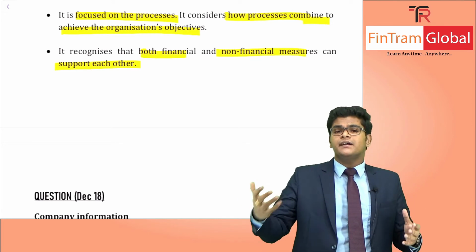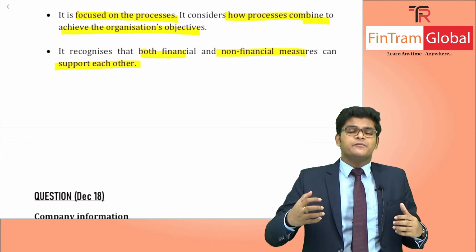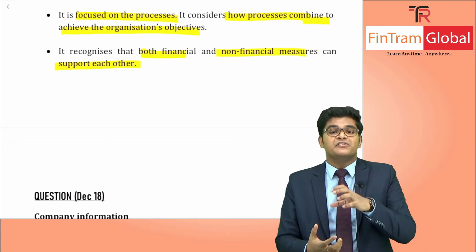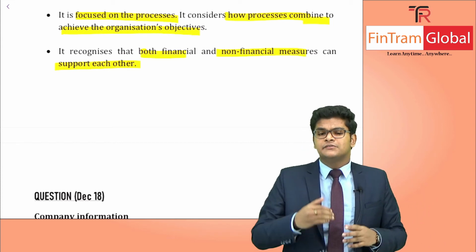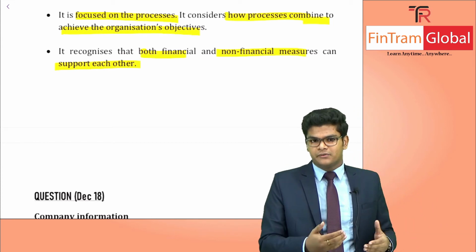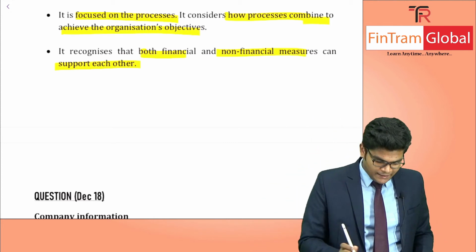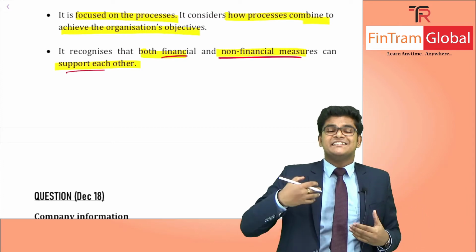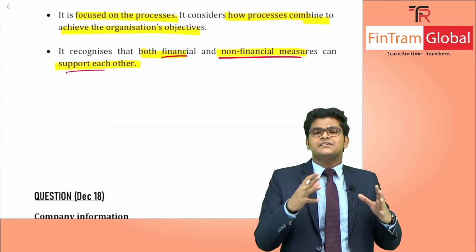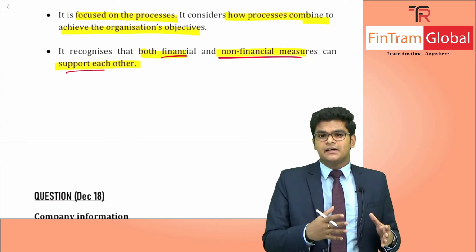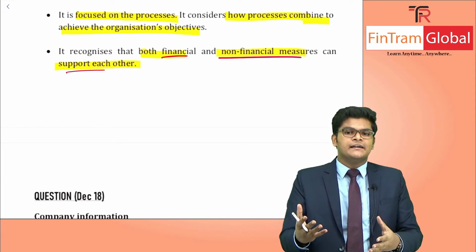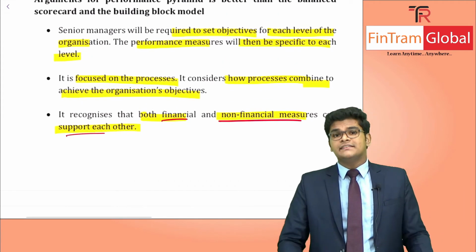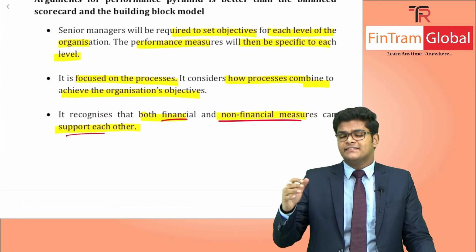Okay guys, however, when it comes to the performance pyramid, now we have a better understanding of how exactly the non-financial aspects contribute to achieving the corporate vision, isn't it? So that is what this point is all about. The performance pyramid recognizes why both financial and non-financial measures can support each other to achieve the organizational objective. Okay guys, so that is basically the arguments for the performance pyramid. It's better than the building block model as well as the balanced scorecard approach, as simple as that. Okay folks, so that's basically all the syllabus related aspects that we will be discussing in this particular session.